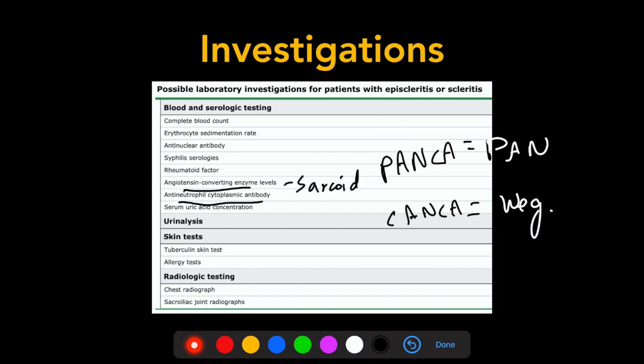Yes, sarcoid also can be implicated in scleritis as well. Rheumatoid factor for rheumatoid arthritis. Antinuclear antibody for SLE. Apart from that, we can take chest x-rays to rule out TB, to rule out sarcoid, to rule out Wegener's as well.